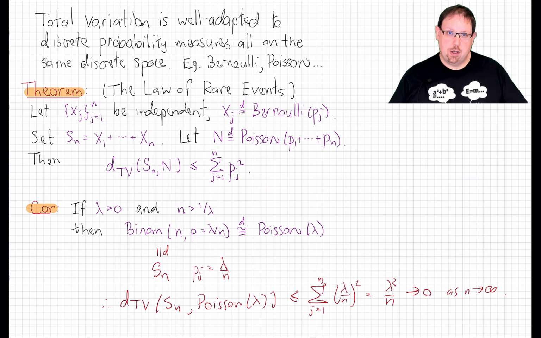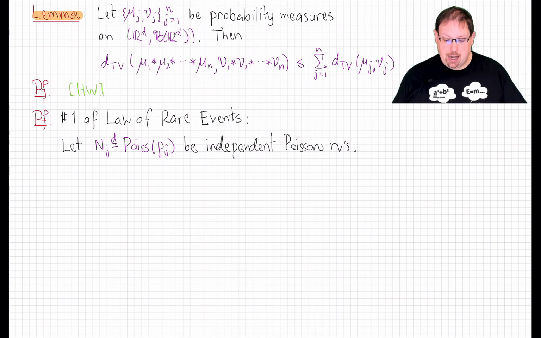We're going to present two proofs of this law of rare events in this lecture. The first is very straightforward and computational based on the calculations we did at the end of the last lecture and one of your homework problems, which is the following lemma about how total variation distance interacts nicely with convolution of probability measures on Euclidean spaces.